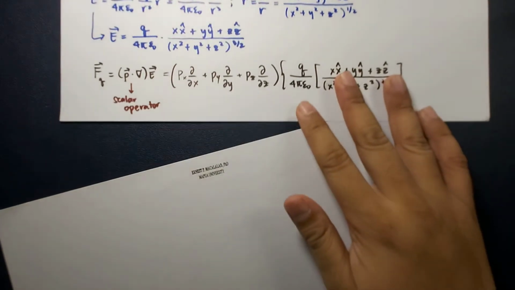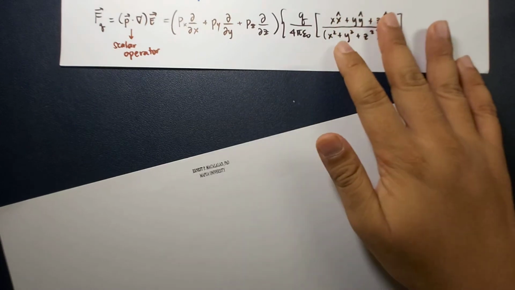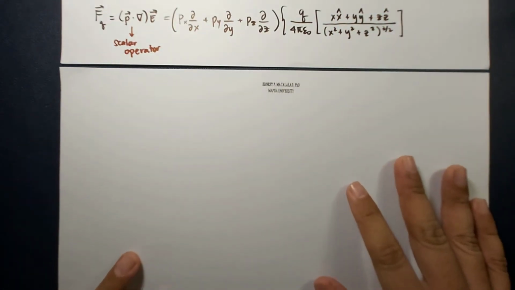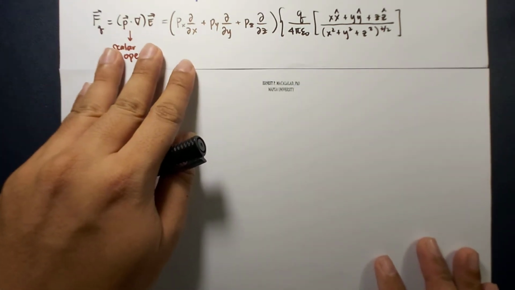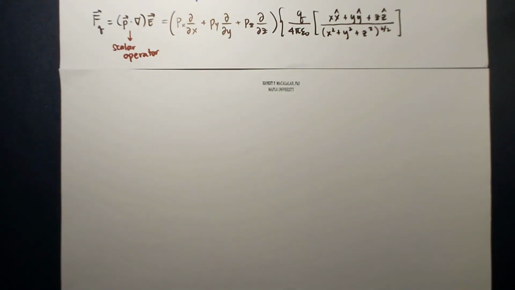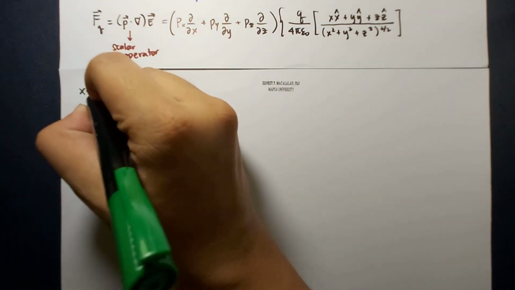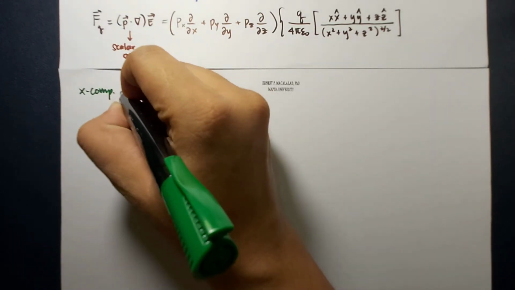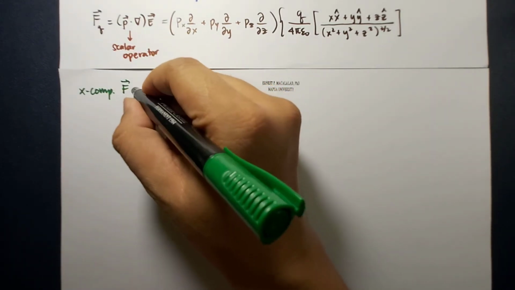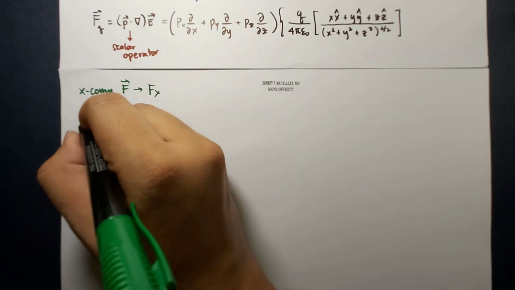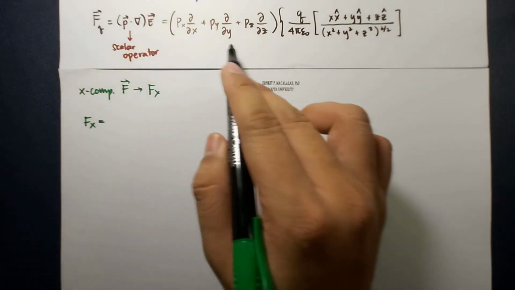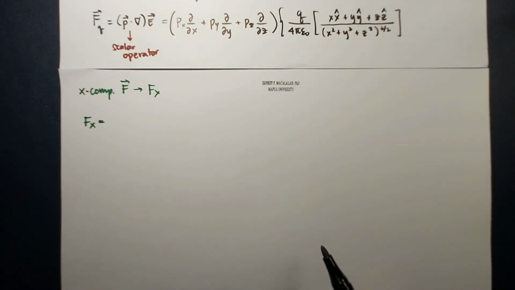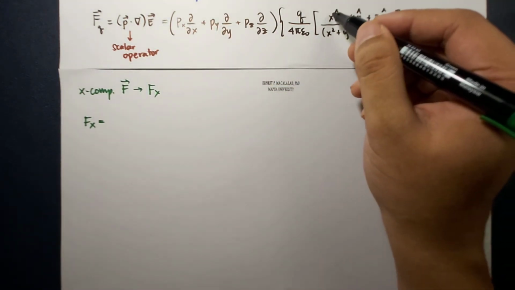The x, y, and z components of this vector. So let's do it to make it a little bit clearer. The x component of F, which is Fx, can now be written as follows. Of course, this whole thing will act on this thing.